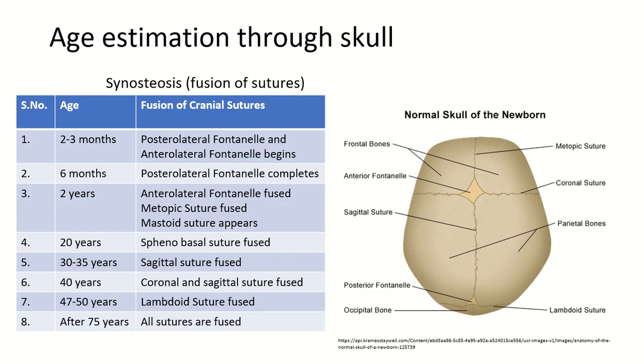The age estimation through the skull. There are certain sutures present in the skull, and they get fused depending on the age of the person. This is the anterior fontanelle, and there is the posterior fontanelle. There are certain sutures such as the metopic suture, coronal suture, sagittal suture, and lambdoidal suture. There is the occipital bone, and these are the frontal bones. These are the frontal and these are the parietal bones.